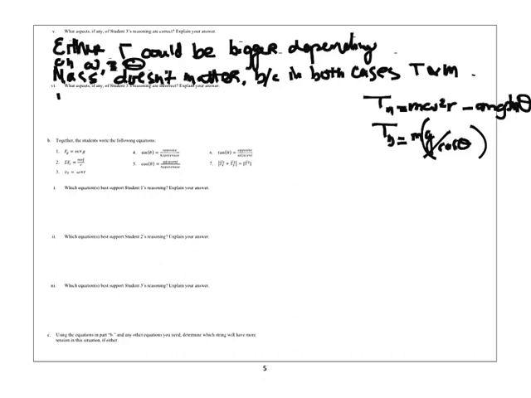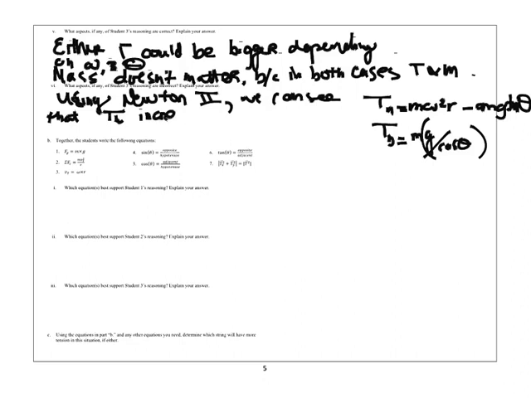Okay, so using Newton's second law, we can see that TH increases with omega and decreases with a large theta.